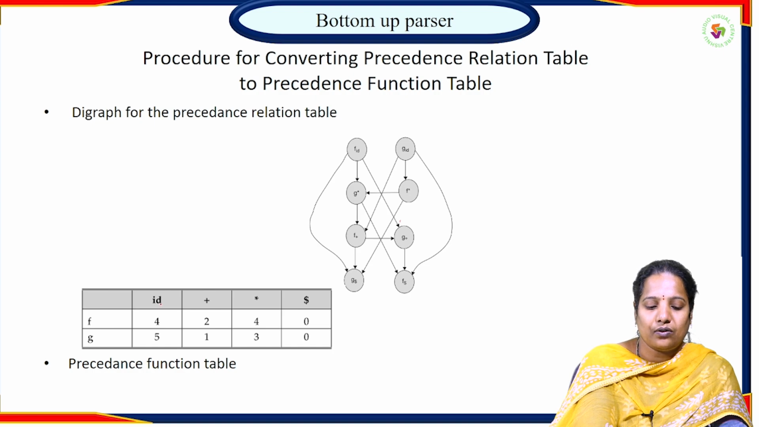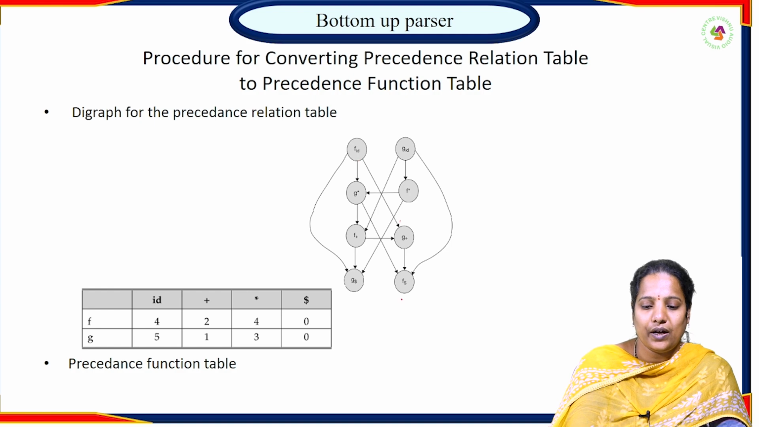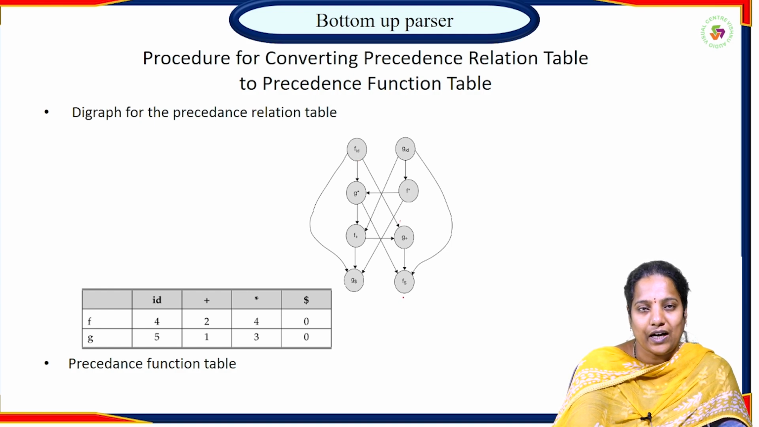What is the precedence of ID over star, ID over plus, ID over dollar? Like plus over dollar, plus over ID, plus over plus, and plus over star and plus over dollar. And how are we getting these entries? These entries are nothing but the length of the longest path from FID to any dollar. First, we need to find the path from FID to dollar.